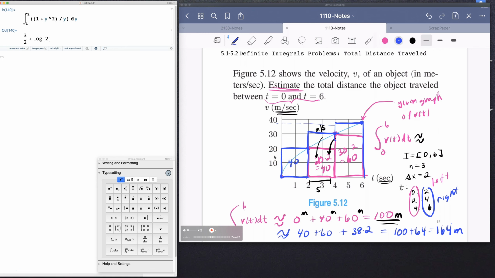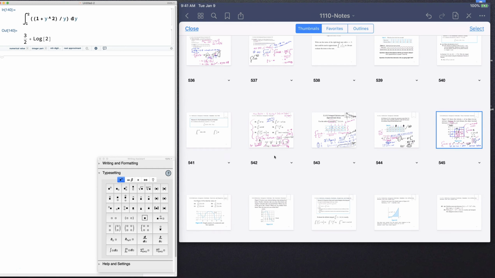Okay, and that is the end of this video, just looking at a variety of different problems that could be done with definite integrals.